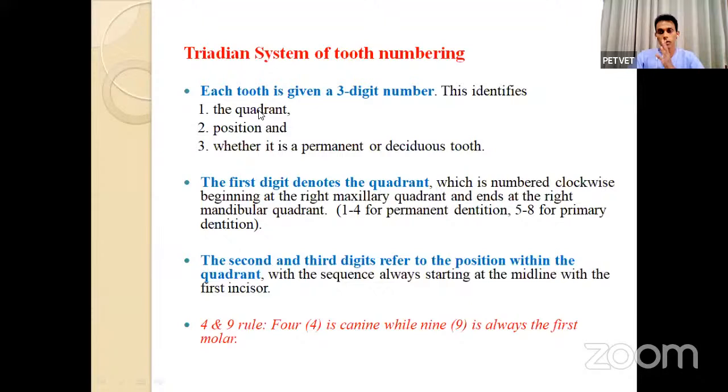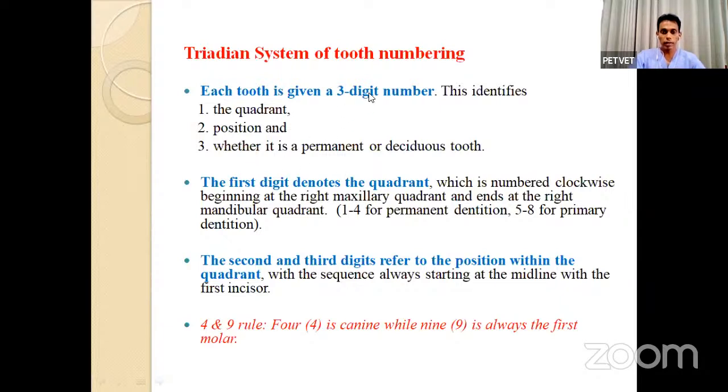The quadrant means you have the left hand side and right side of your mouth. The left side will have two quadrants, the upper quadrant and the lower quadrant. Similarly, the right side will have two quadrants, the upper one and the lower one. So there are 4 quadrants in the oral cavity. This 3-digit number would identify in which quadrant the tooth is situated, the position of the tooth in that quadrant, and also whether that tooth is a permanent or a deciduous tooth. Even though it is a very simple 3-digit numbering system, it gives a very comprehensive idea.